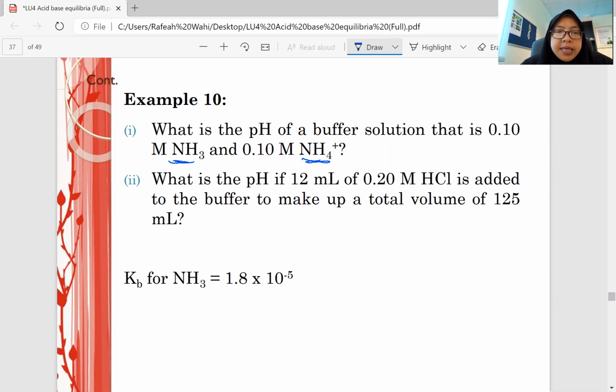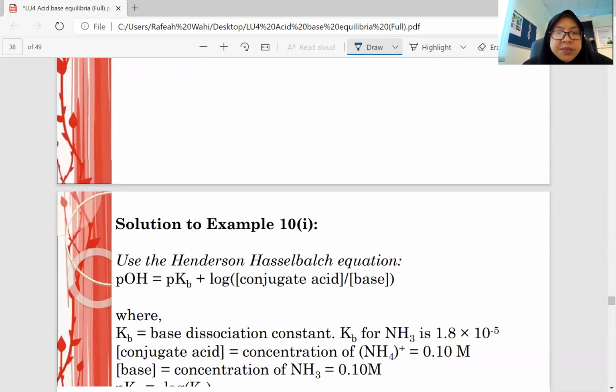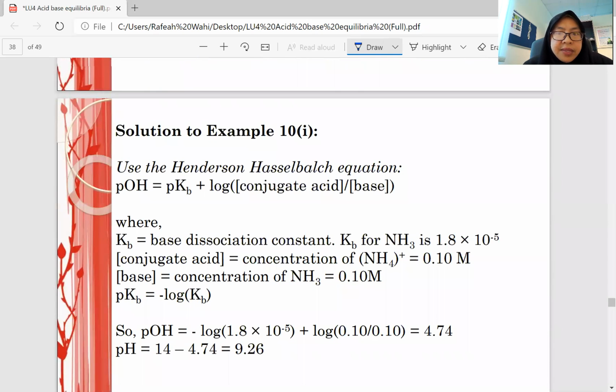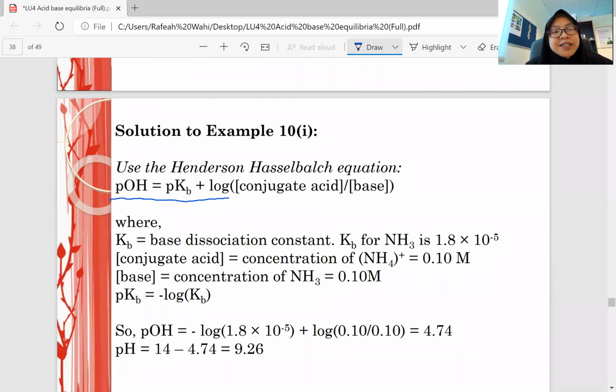What is the pH? So you directly use the Henderson-Hasselbalch equation. In this case, it is using the pOH expression for the Henderson-Hasselbalch equation. As I have mentioned just now, it doesn't matter whether you use the pH expression or the pOH expression.